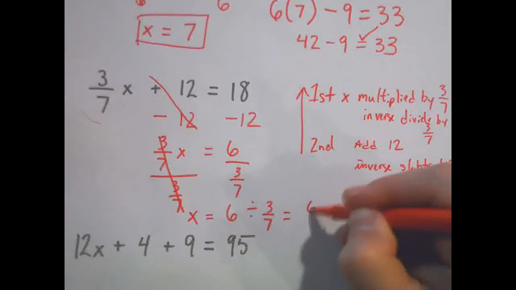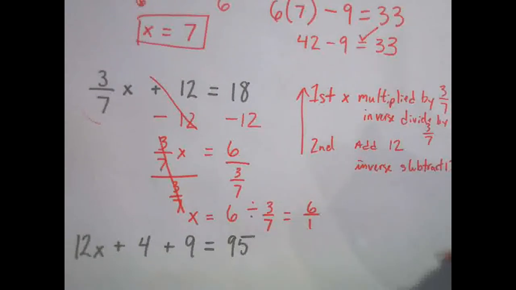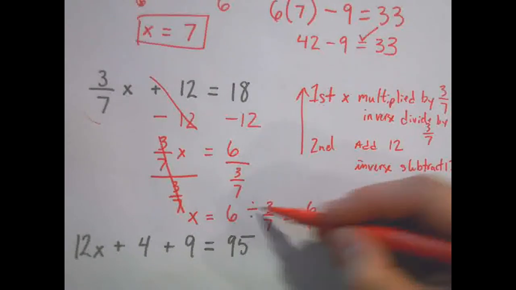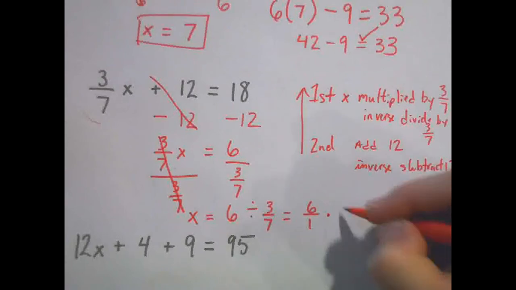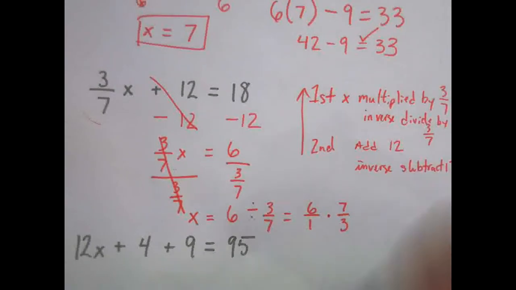So this is 6 over 1. 6 and 6 over 1 are the same. I multiply by its reciprocal, so I'm going to multiply by 7 over 3. I flip that second fraction over.